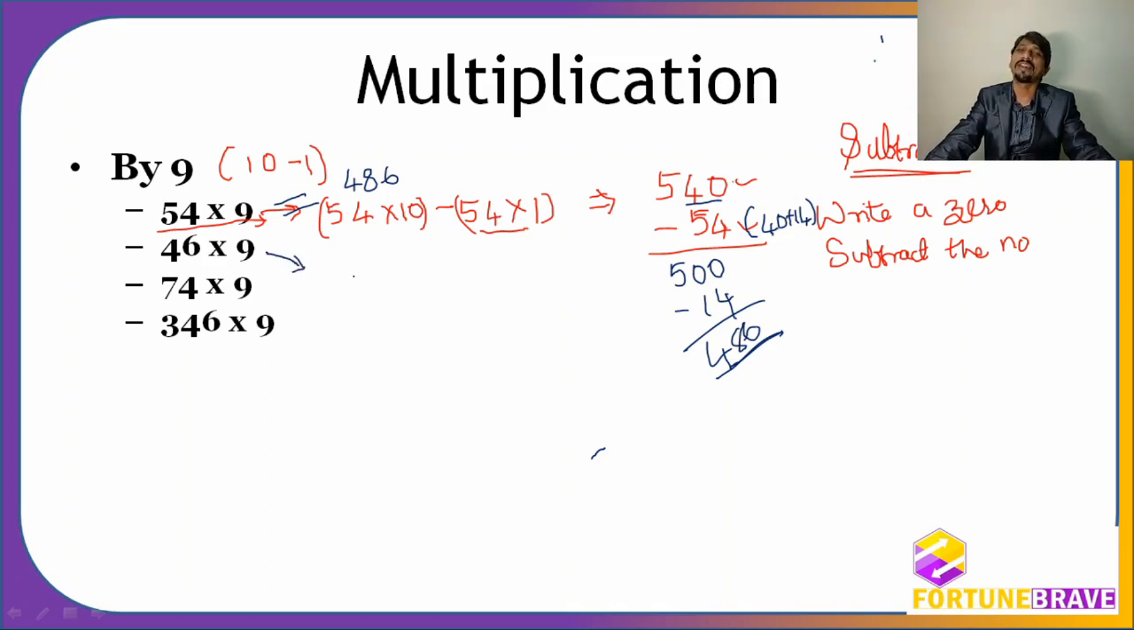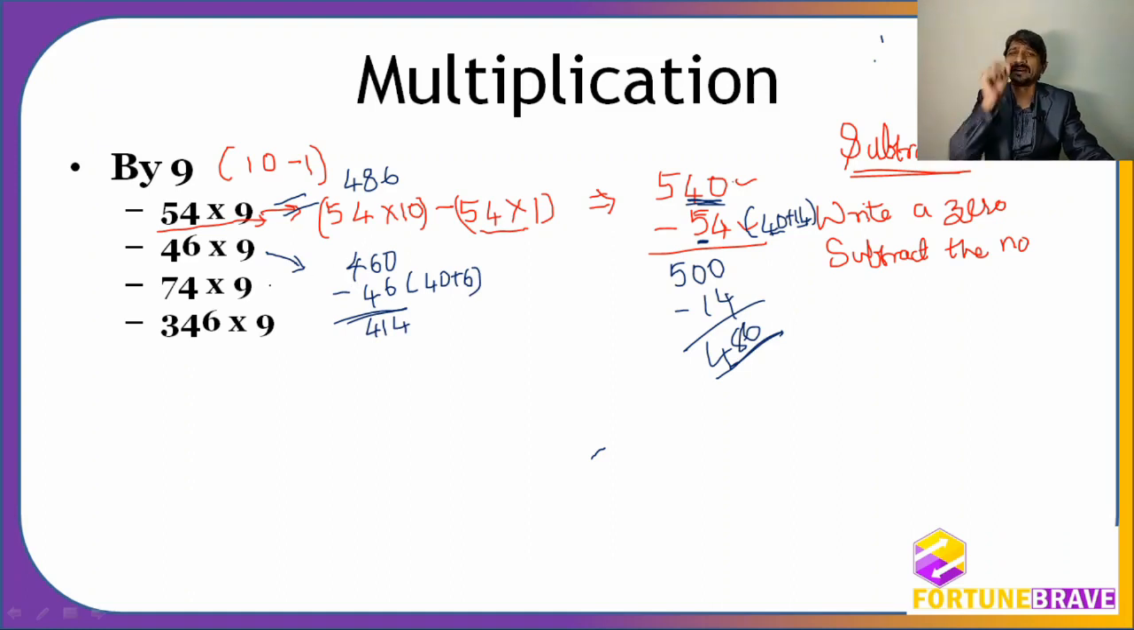46 into 9. So I am going to write a 0 in front of it and subtract the same number. Here you can see the last two digits are bigger, so I split it into 40 and 6. 460 minus 40 will be 420, and minus 6 will be 414. So the answer for this is 414.